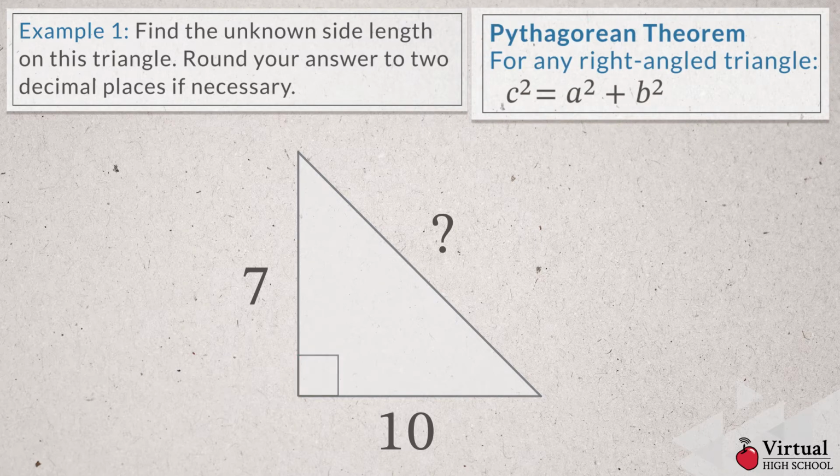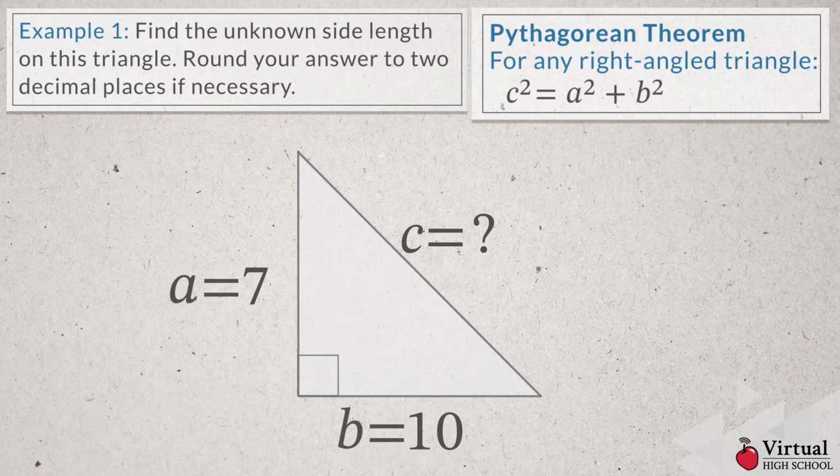The unknown side is opposite of the right angle, so it must be the hypotenuse. Let's label it C. Then, we can label the other two sides, A and B, in any order and use our theorem to solve.